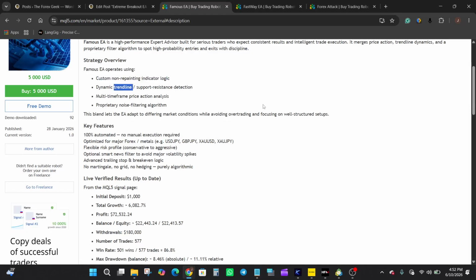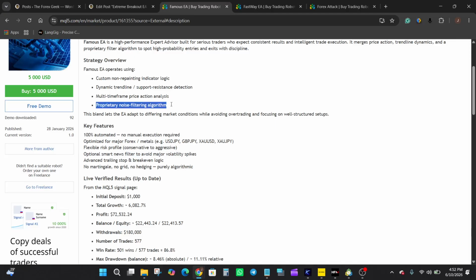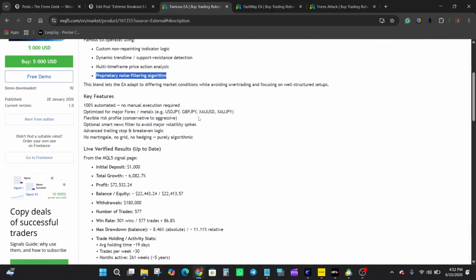As I scroll through the strategy breakdown, it mentions custom non-repainting indicator logic, dynamic support and resistance detection, and multi-time frame price action analysis. So essentially, it is designed to read market structure across different conditions and only react when its internal filters align. Now, there is also mention of noise filtering, which is aimed at avoiding choppy or unstable market conditions, and it is fully automated with no manual execution required.